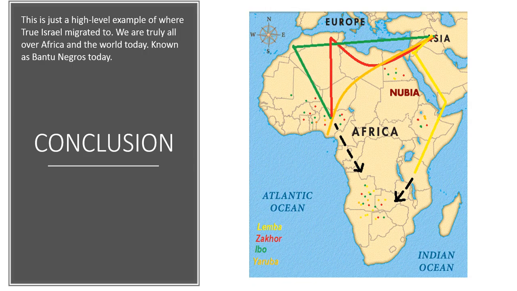So, in conclusion, this is just a high-level example of where true Israel migrated to. We are truly all over Africa and the world today, known as Bantu Negroes today. So you'll see the Lemba, the yellow line, right, their story. They go from their homeland to Yemen, cross the Horn of Africa into southern areas of Africa.